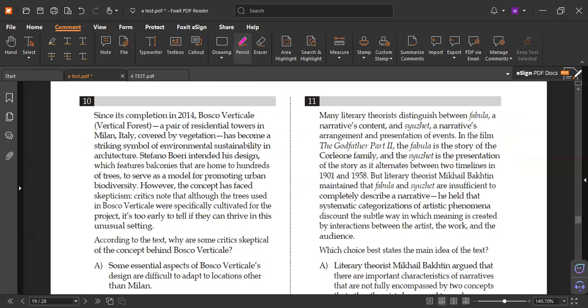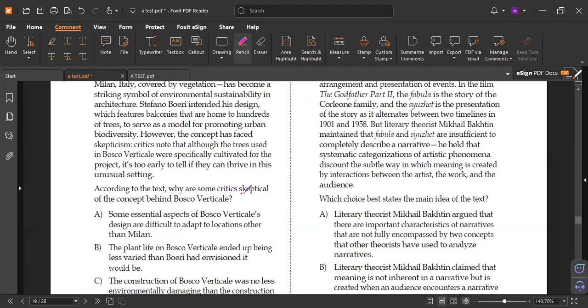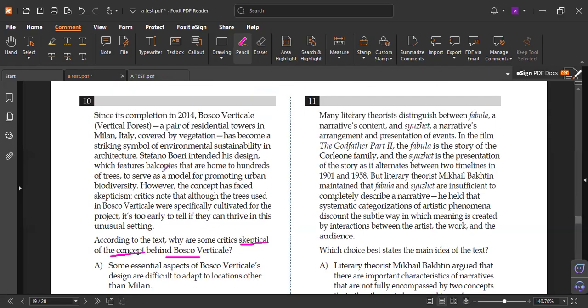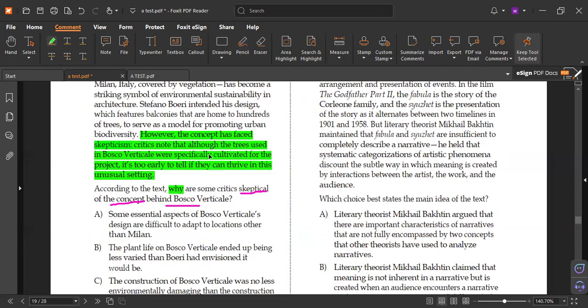And again, we need to find evidence about the question. Remember, this question will ask you like a comprehension. Let's find it. Why are some critics skeptical? Skeptical means they doubt. They doubt about something. So why are critics skeptical of the concept behind it? While I'm reading, I'm looking for why they doubt it. So when you read very, very quickly, you will find the information here. The concept has faced skepticism. And look, the reason comes after the colon. So your answer must be here. That is the idea. So focus your answer on the information mentioned here only.